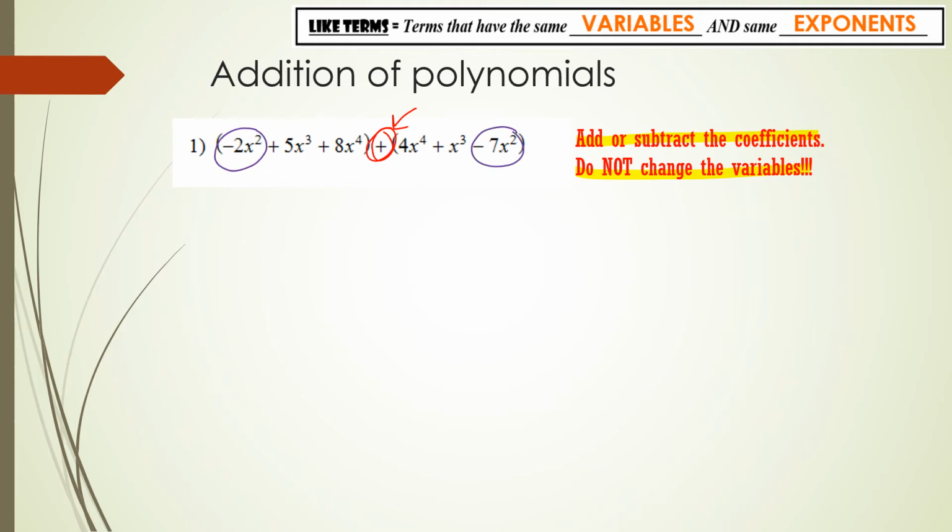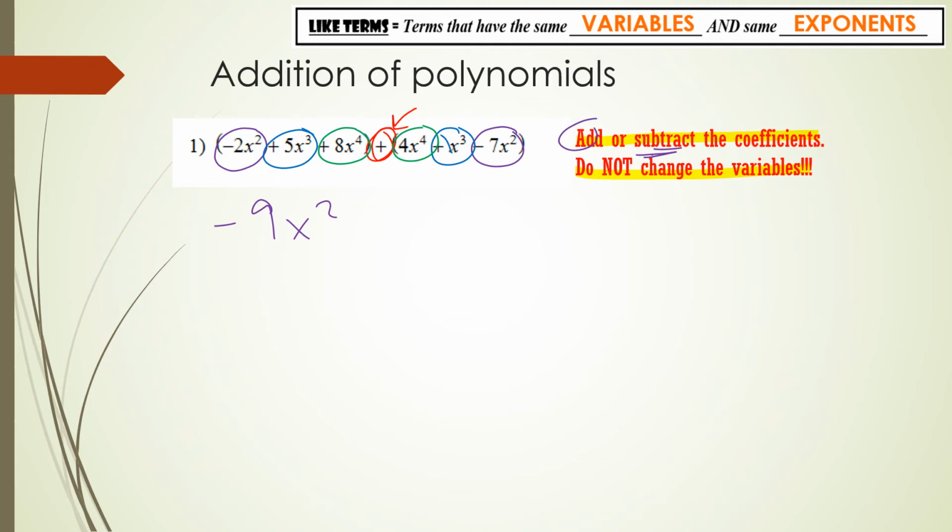Those are like terms. I have a 5x to the third and a 1x to the third. And I have an 8x to the fourth and a 4x to the fourth. Each of those things I circled in the same color have the same variable with the same exponent. And once I've identified these, I can now just go ahead and add them, or subtract, just depends on the sign, those together. So negative 2x squared plus negative 7x squared is negative 9x squared.